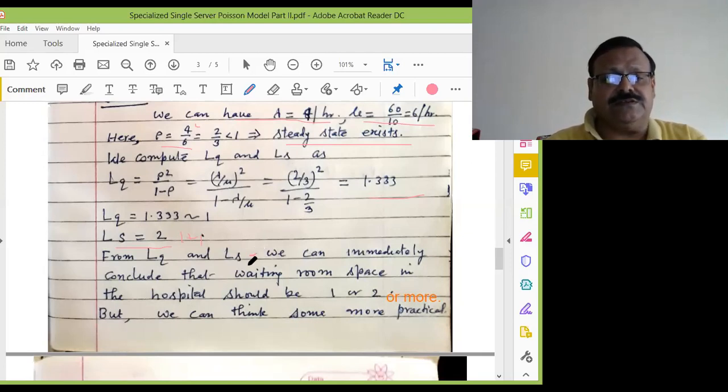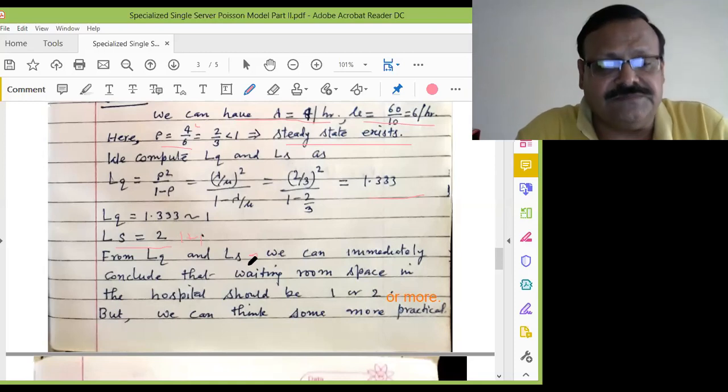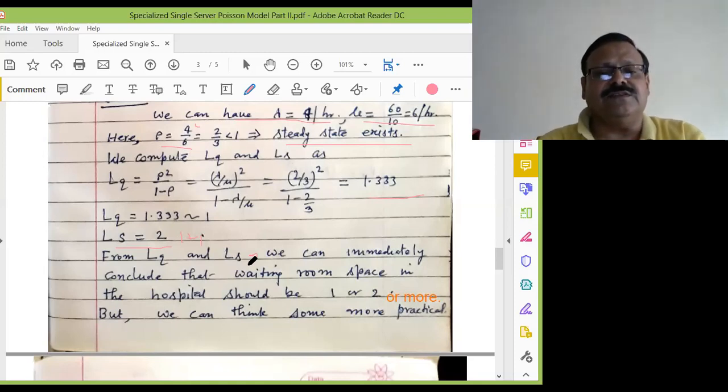From LQ and LS, as an ordinary user or analyst of queuing theory, we can immediately remark that LQ is the expected number of customers in the queue, and therefore this size must be recommended for the waiting space. This is one way. So 2 or more spaces must be required for the hospital as a waiting space.